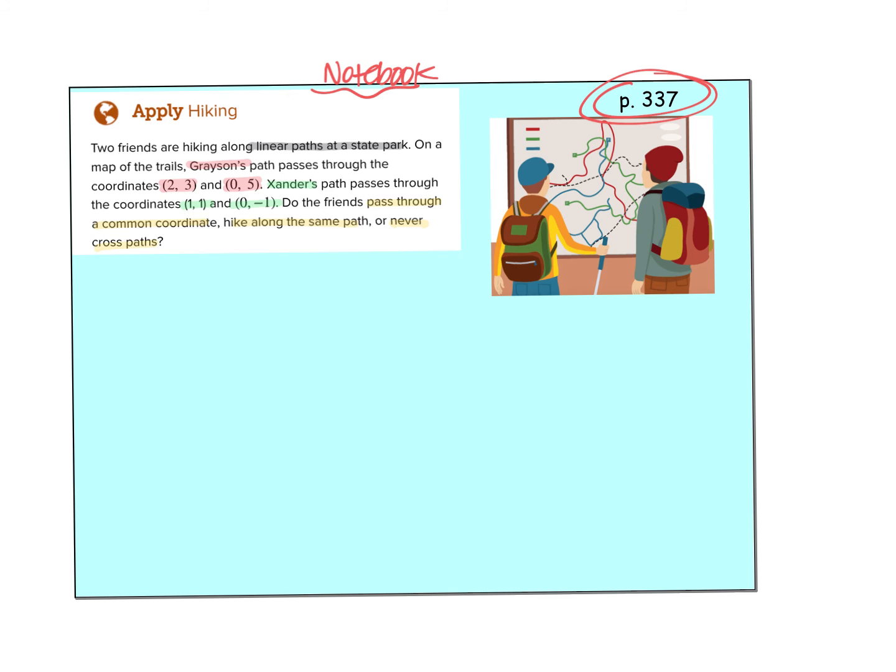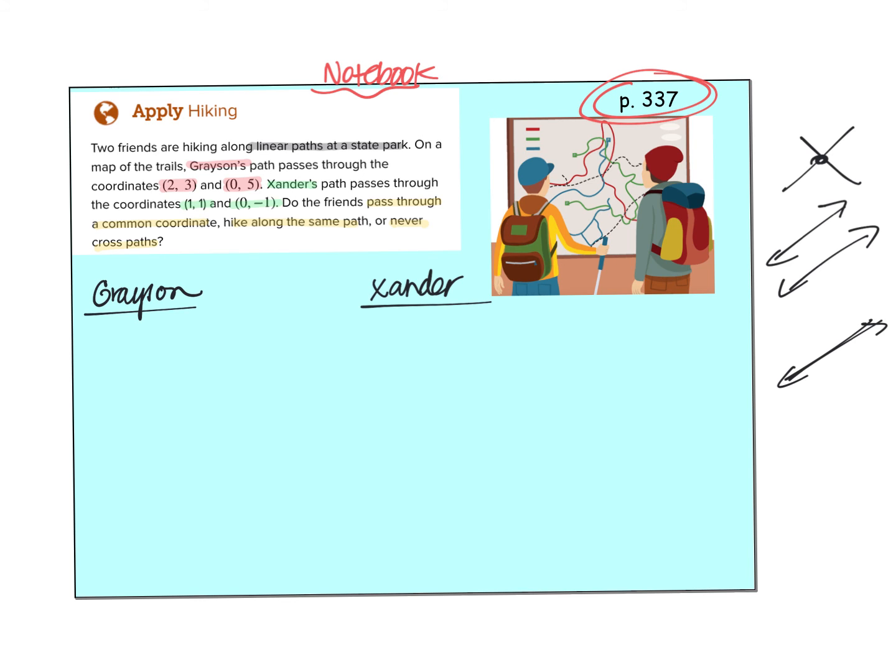All right, so to figure that out, I better look at their equations to see: are they going to cross once? Are they never going to cross, parallel lines? Or will they end up being on the exact same path? All right, so to do that, let's go ahead and start showing some work. So I have Grayson and I have Xander.